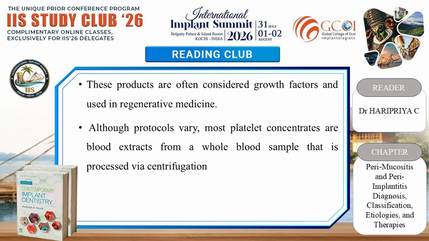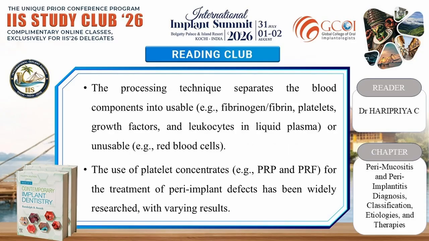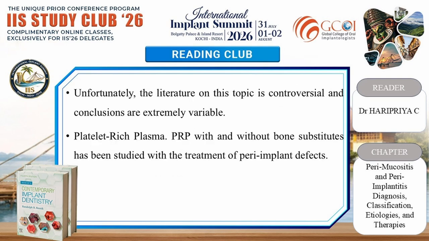Although protocols vary, most platelet concentrates are blood extracts from a whole blood sample that is processed via centrifugation. The processing technique separates the blood components into usable forms, for example fibrinogen or fibrin, platelets, growth factors, and leukocytes in plasma, or unusable forms, that is red blood cells. The use of platelet concentrates, for example PRP and PRF, for treatment of peri-implant defects has been widely researched with varying results. Unfortunately, the literature on this topic is controversial and conclusions are extremely variable.